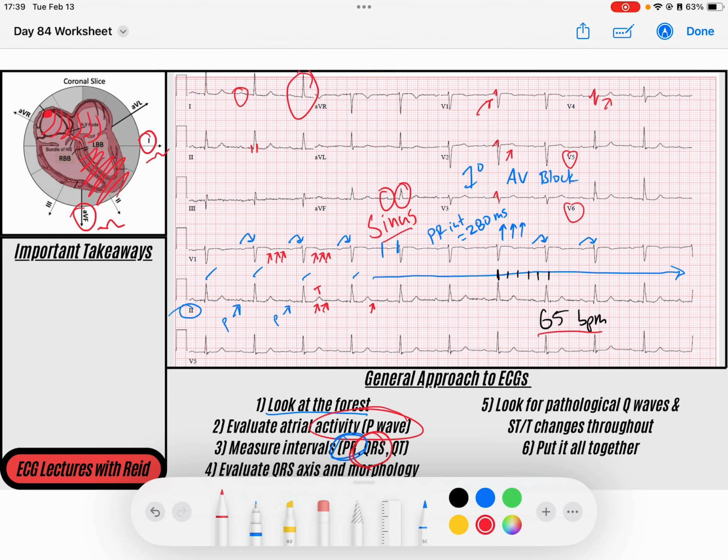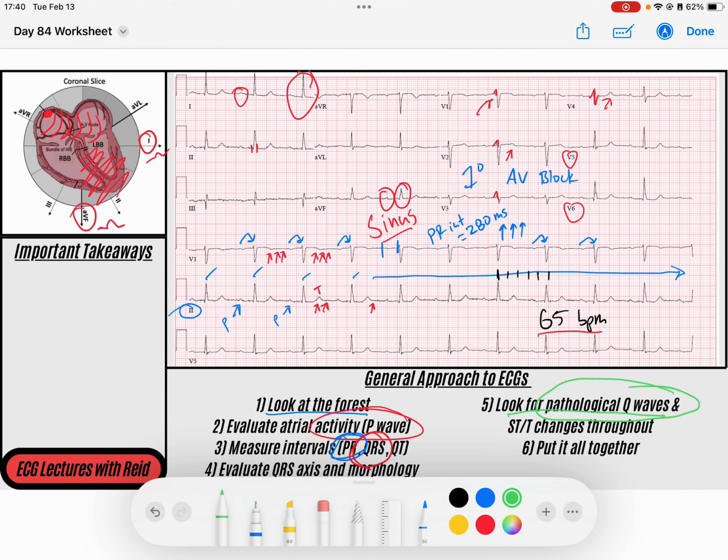And then the last thing we're going to do is look for any ischemic changes, chronic ischemic changes, right? After ischemia or infarction has occurred, we'll see pathological Q waves. I don't see any pathological Q waves that are really throughout any anatomical distribution. And then we can see any ST or T wave changes, ST elevations or ST depressions, and I don't see any, right?